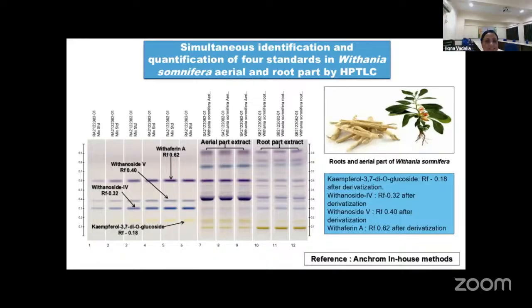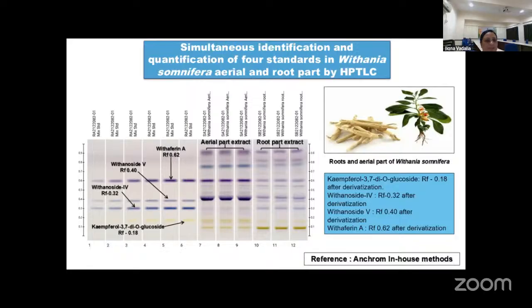When we want to do the standardization of any sample, at that time fingerprinting is also useful, as well as quantification is also required. If we want to do the standardization of any raw material or any extract, then we have to develop the method for either 1 marker, 2, 3 or 4 markers for that sample or the extract, and then we can check how much quantity of these markers is present. So this is a method from the Ingram lab.